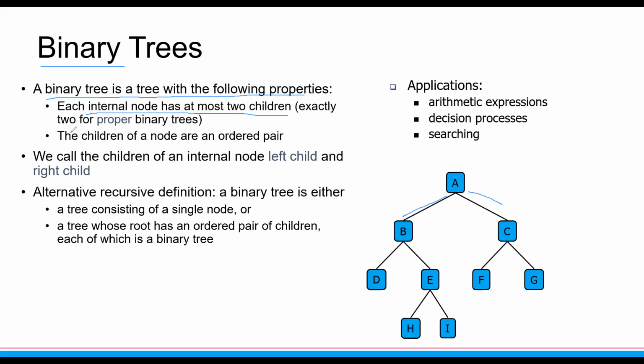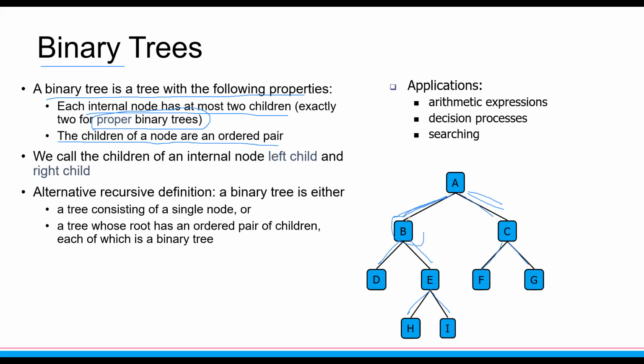And if it is exactly 2 for every node, so this is exactly 2, and this is exactly 2, and this is exactly 2, and this is exactly 2, then we call this a proper binary tree. The children of a node are an ordered pair. So these children, this is what we call an ordered pair.